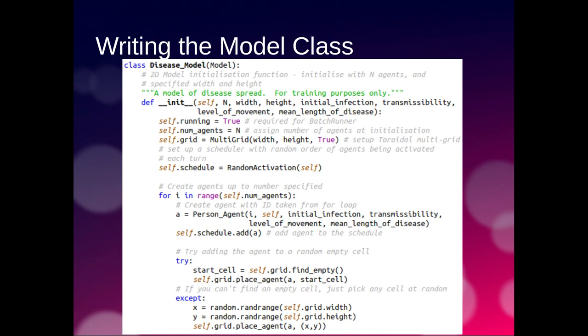The first thing we set up here, self.running equals true. Don't worry about that for a moment. It's going to be required when we come on to batch running at the end. So just for now, just set that to true. It just declares that the model is in a state of running.